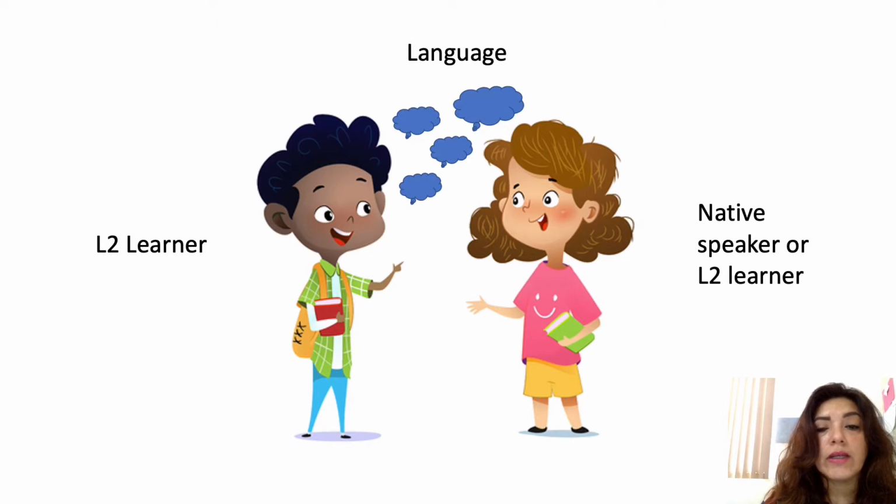Here is a great example about the input and the interaction. For example, here we have the second language learner. Then I have here the native speaker or a second language learner too. When they talk, they produce the language and they have an interaction.